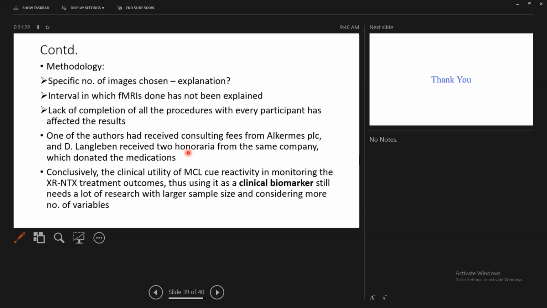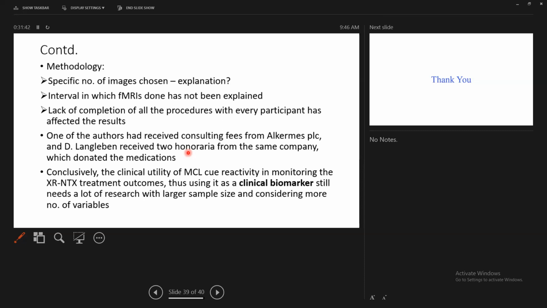Conclusively, the clinical utility of MCL-Q reactivity in monitoring the XR-NTX treatment outcomes, thus using it as a clinical biomarker, still needs a lot of research. According to me, at that point, this was my comment. However, I will tell you what I got afterwards. After discussion, we had this discussion. It's a very great thing that came out.